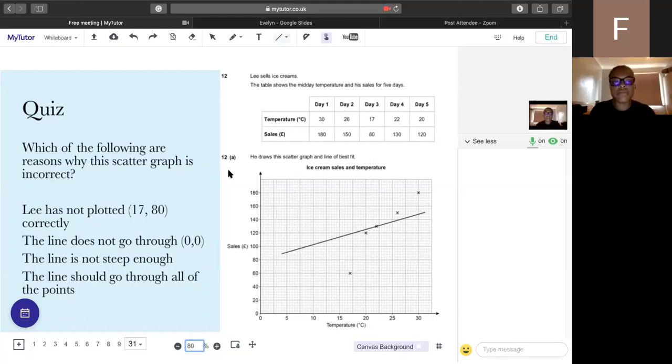So if we look at the first one, Lee has not plotted 17 and 80 correctly. So if we go to that point there, that would be day 3, 17 and 80.